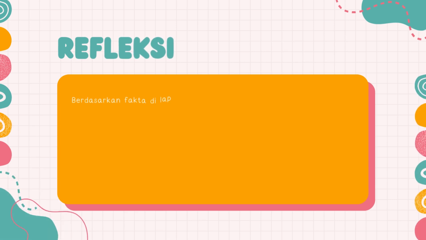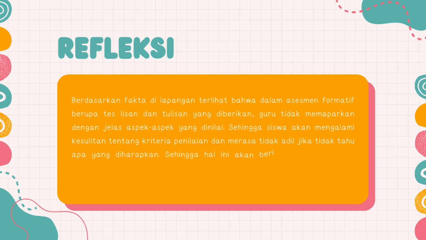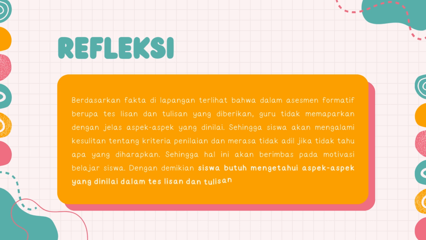The next is reflection. Based on field observations, it shows that in formative assessment, both oral and written tests administered by teachers do not clearly outline the assessment criteria. This lack of clarity causes students to struggle with understanding the evaluation criteria and feel unfairly judged if they do not know what is expected. Consequently, this affects students' motivation to learn. Thus, students need to be informed about the aspects that are assessed in both oral and written tests.